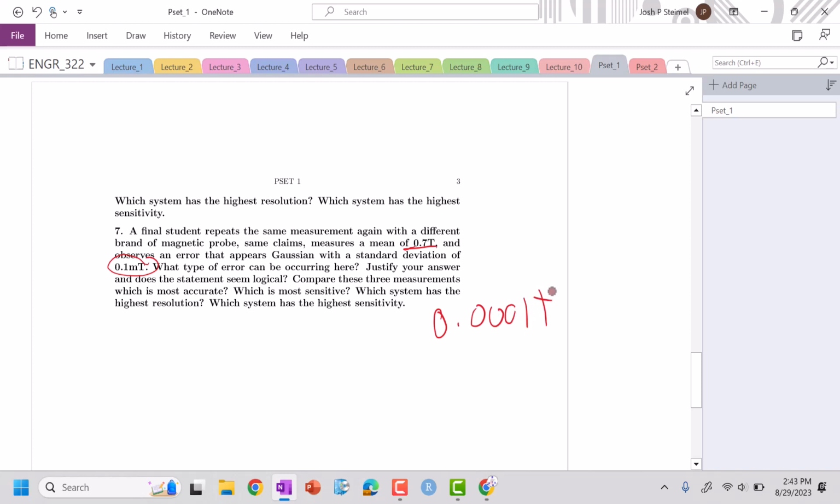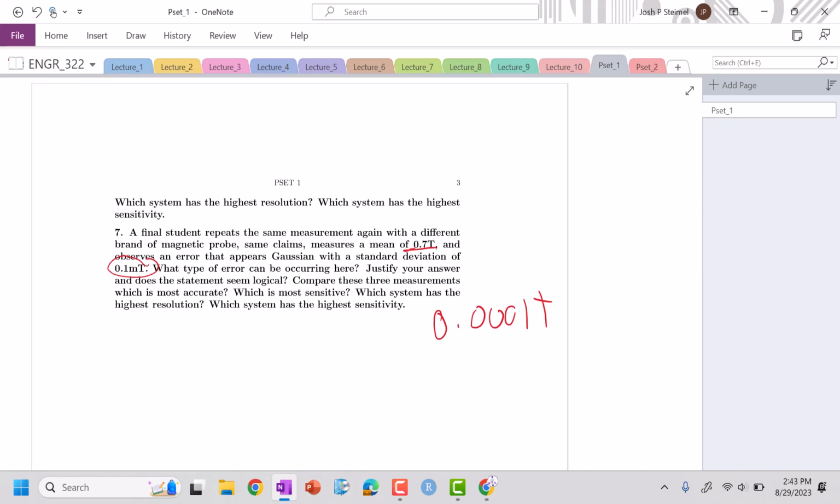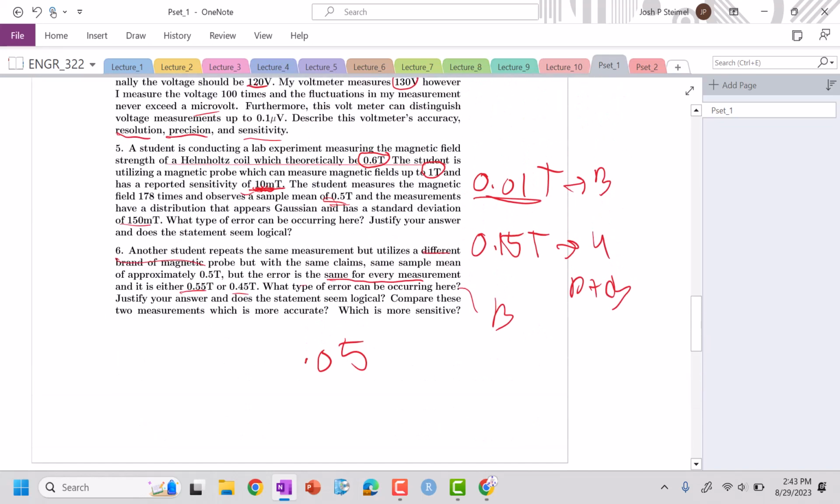So this measurement seems extremely sensitive, and the resolution seems very, very high, and this system seems to have the highest sensitivity and the highest precision effectively here. But the accuracy is the worst. So of the 3 measurements, this is the worst. This is probably the best, and then over here.